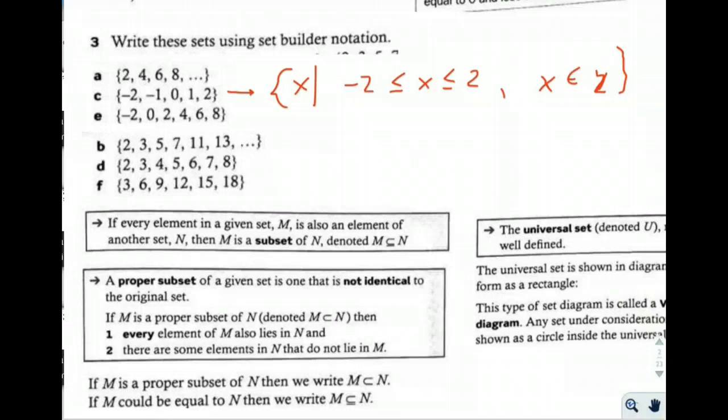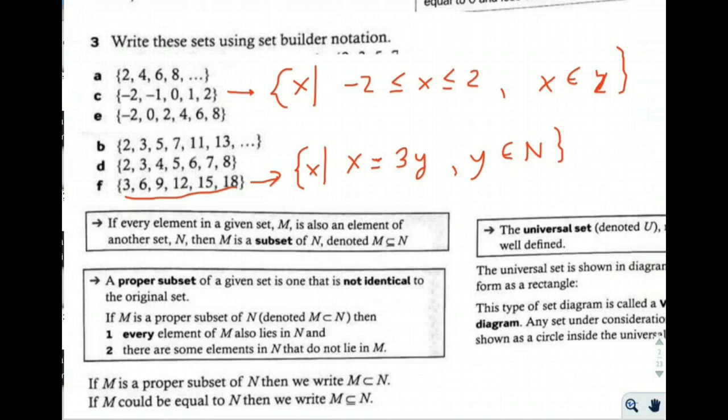Let's try this one. So these are the numbers x such that, and you can see that these are multiples of 3. How do we express that with set builder notation? Well, we'll put that x is a multiple of 3. We could say x is 3 times y, and y are the natural numbers. Okay, so the natural numbers are 1, 2, 3, 4. If we multiply the natural numbers by 3, we're always going to get multiples of 3. Okay, all right.